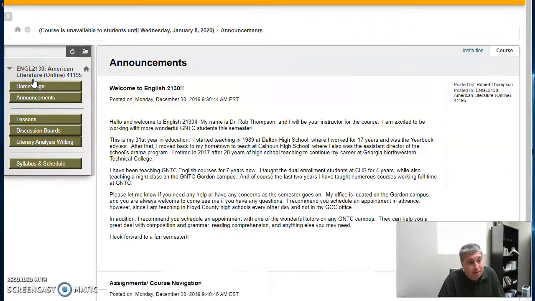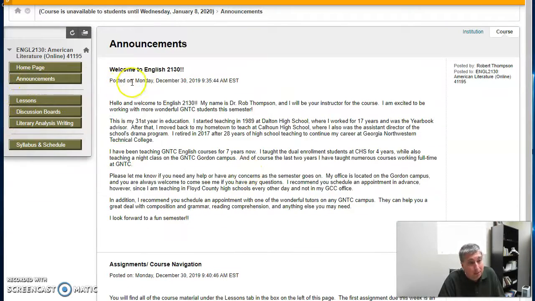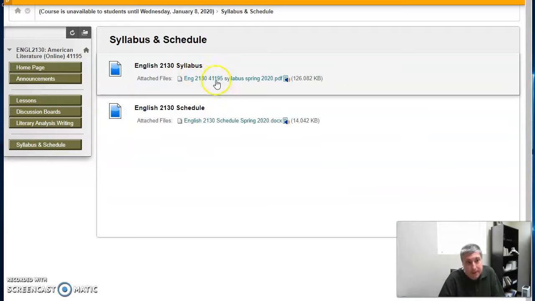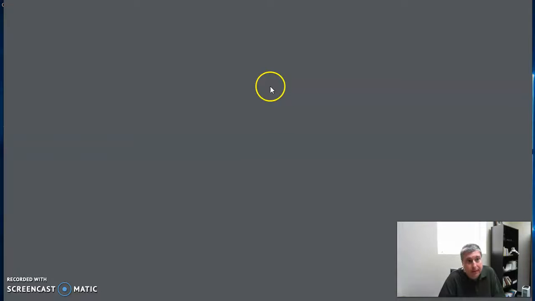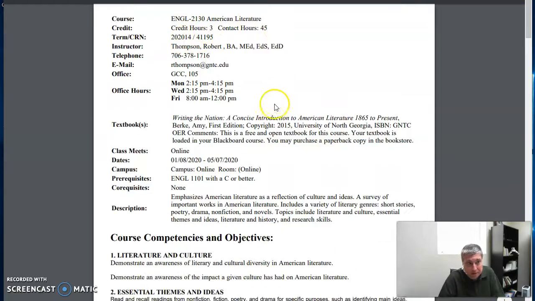Of course, the announcements you hopefully have already seen, and I will post things there from time to time, and I will usually have that email to you. I try to always have an announcement email to you in addition to posting it here in the announcements. Let's start off, though, with the syllabus and schedule. The syllabus, of course, is what it is, and you certainly want to read the syllabus and learn about the course. Anytime you have a question about the course, consult the syllabus.